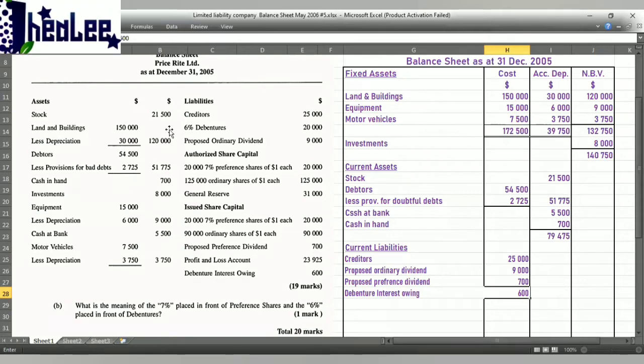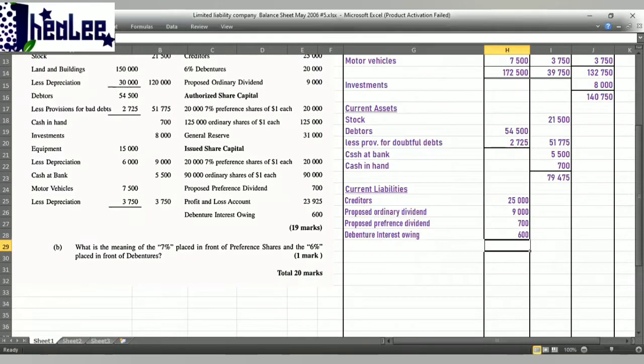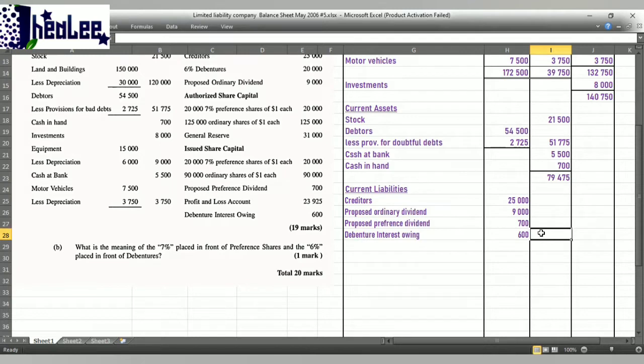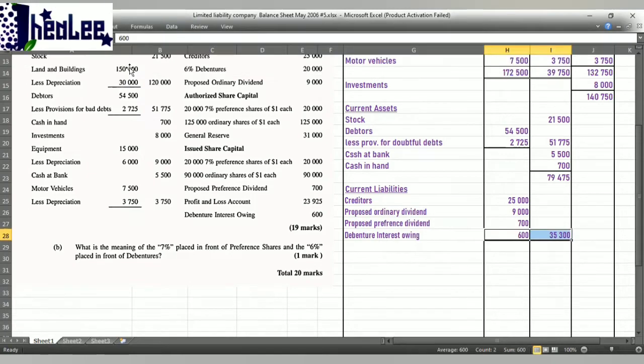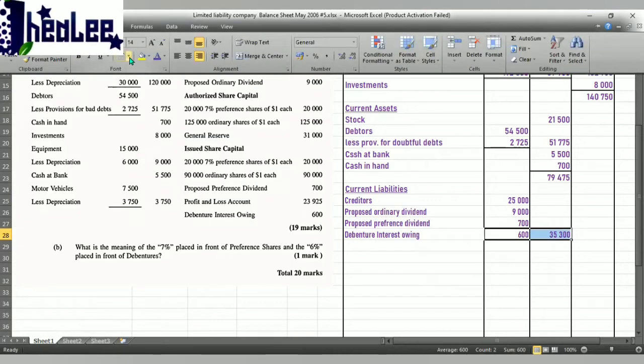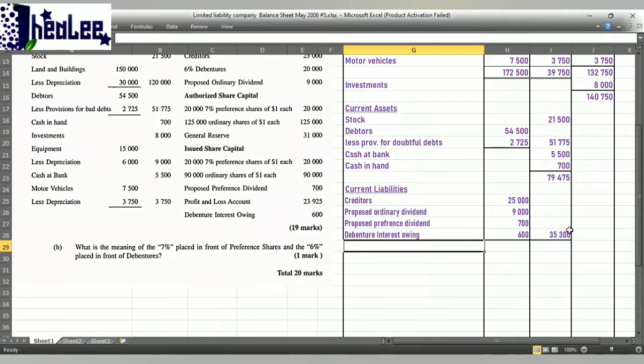So based on the list right here, there is no more current liability. So we're going to proceed to put in our total current liability, which is $35,300. And what we're going to do is to subtract that from the current assets, so we get our working capital. So when we subtract 35,300 from 79,475, we have working capital.